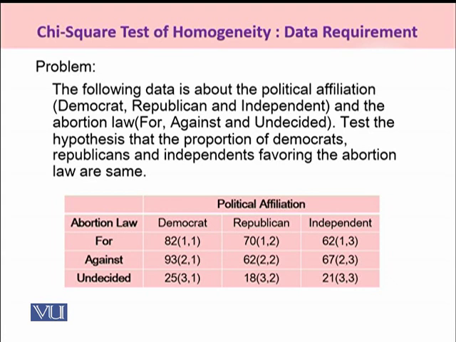If you move on row-wise, under the Republicans, for the respondents who were favoring the abortion law, the proportion is 70 and its location in terms of rows and columns is given as 1,2. That means the 70 value is located in the first row and second column. Similarly, if you look into the last column under the Independent, against the for, there is a proportion of 62 and within parentheses, the row and column location is given as 1,3.